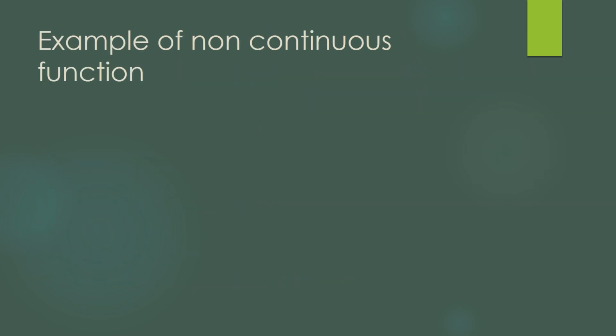Now for the non-continuous function, we'll select the signum function. We have studied the signum function in the 11th standard. What does the signum function state? Are you remembering? We say that the value of f of x becomes 1 if x is positive, becomes 0 for x equal to 0, and if x is negative, then the value of f of x becomes minus 1.